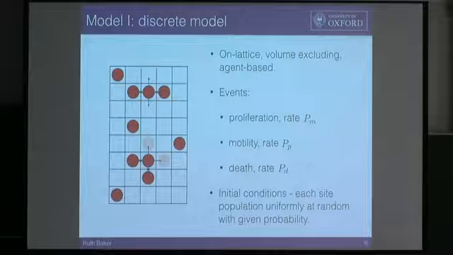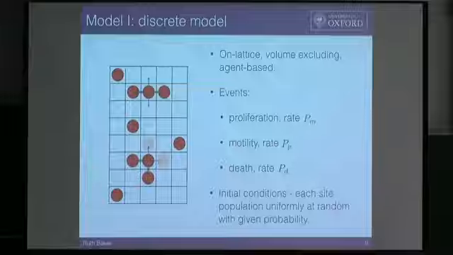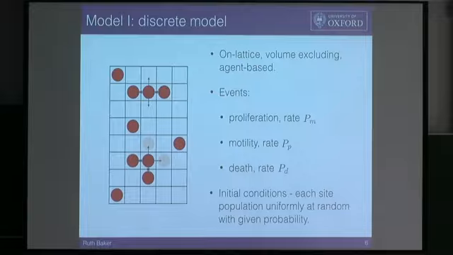Sorry? Yeah. So the proliferation rate is proportional to the number of available sites around you, or is it constant? The proliferation rate is constant. You select an agent as trying to proliferate with a constant rate, but whether the proliferation event actually takes place depends on what's going on in the neighborhood. It's the easiest way to say it.